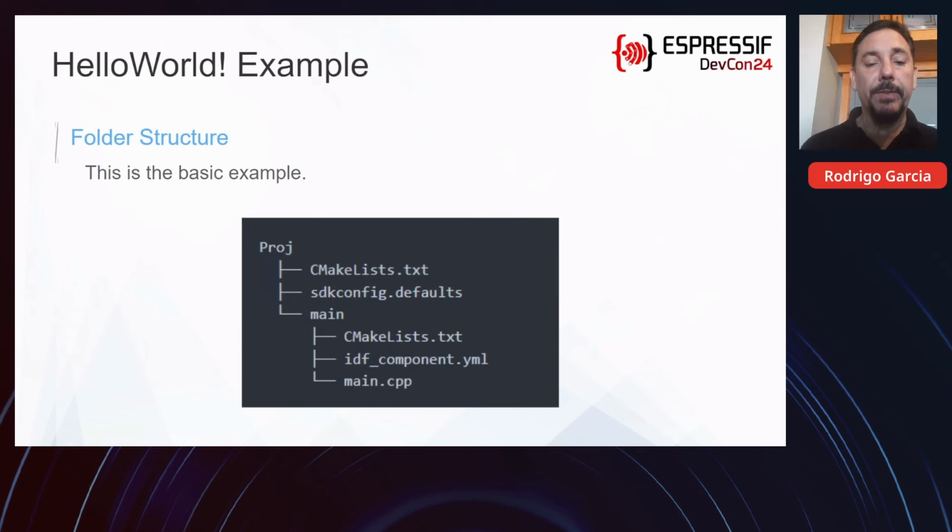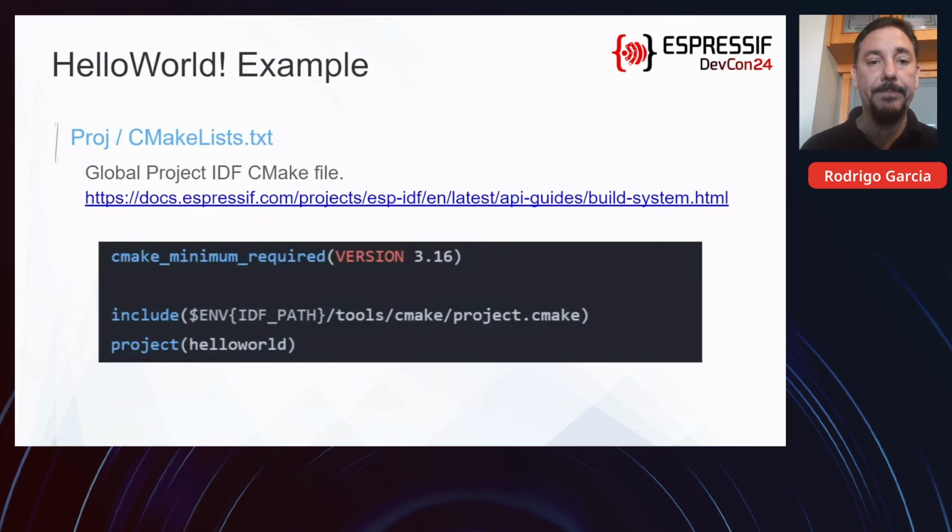Let's show you a basic example now. This is the folder structure used by Hello World, which is the minimal example possible. You have your project folder here with different files, and one folder, main, which will contain all the source code. We'll go through all the files in a minute. So the project CMakeLists.txt file is a generic and global, let's say, declaration of CMake for your project. Remember that IDF projects are built using CMake. So you will request a minimal version, include all the tools necessary, which are IDF functions for CMake, and declare the name of the project.